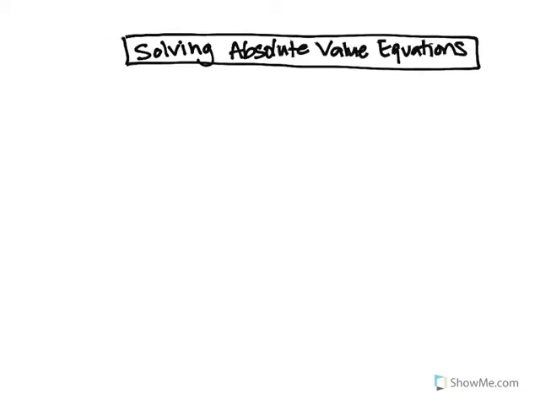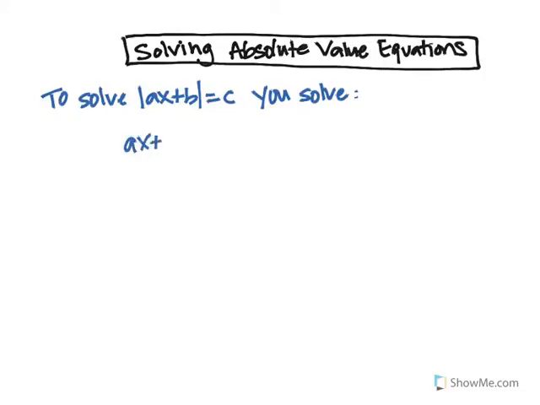We're going to be solving absolute value equations, and this is the equation that we're going to be solving. To solve the absolute value of ax plus b equals c, you're going to solve the equation ax plus b equals c. So you're going to take what's inside the absolute value and just set it equal to what c is. But remember, the absolute value of 7 also equals the absolute value of negative 7, and it always comes out positive. So you don't know if the inside is positive or negative. The result will always come out positive.